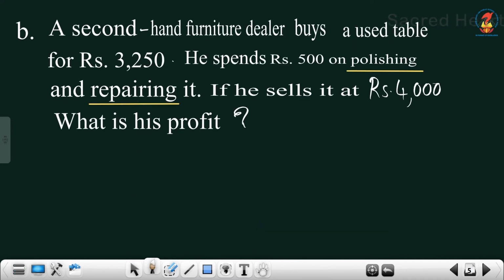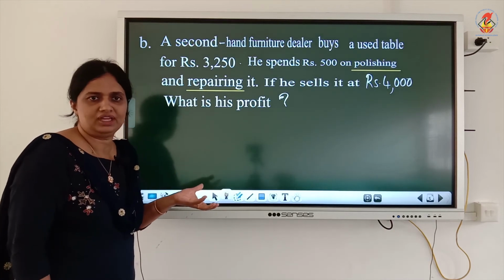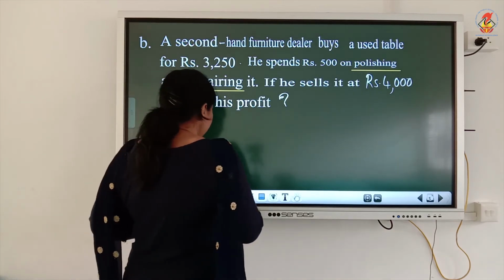Next problem. A second-hand furniture dealer buys a used table for rupees 3,250. He spends rupees 500 on polishing and repairing it. If he sells it at rupees 4,000, what is his profit? Here in the question, that is profit only. So we don't want to find profit or loss, that is given in the question.